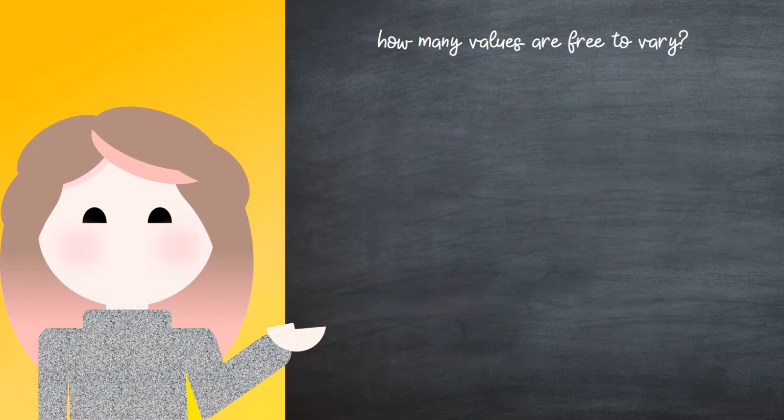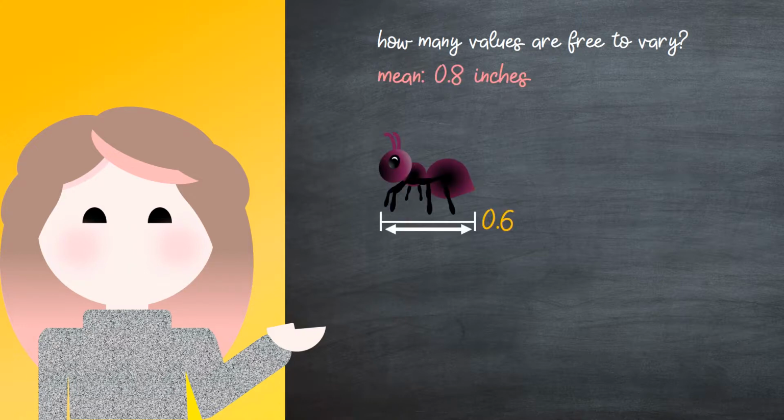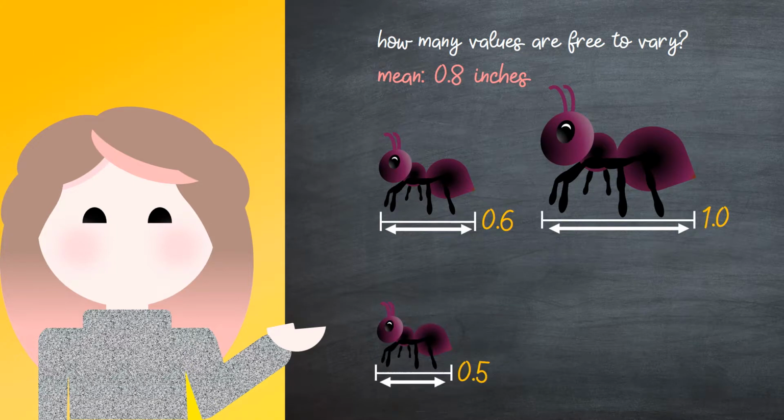But if we had a sample of 4 inchmen that we'd taken from the nest, and we know that the mean length in the sample is 0.8 inches, we now have a constraint. So we are free to choose the first 3 numbers. Let's say 0.6 of an inch, 1 inch, and 0.5 of an inch.